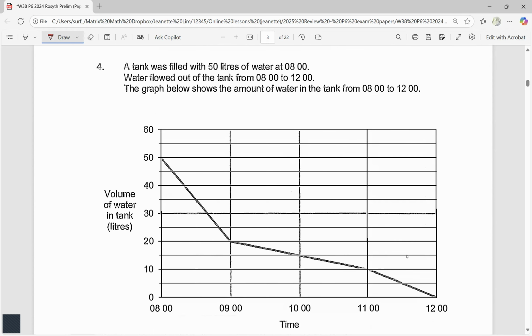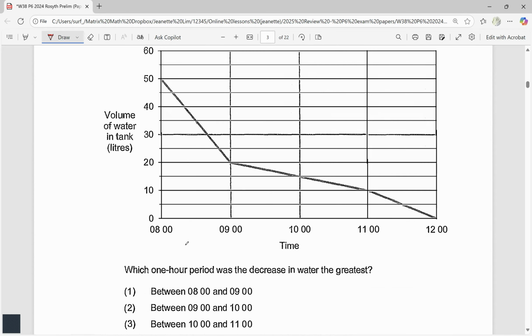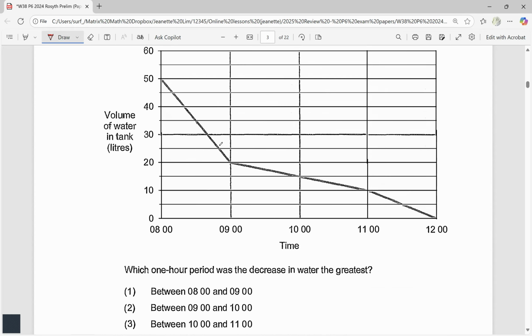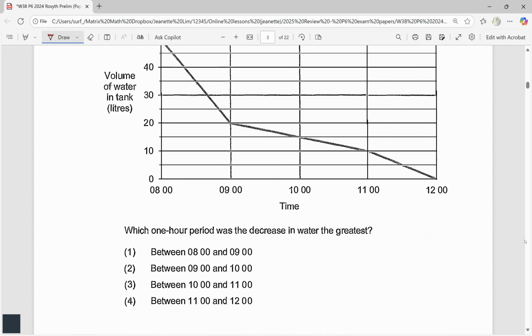Question 4. A tank was filled with 50 liters of water at 8 a.m. as shown. Water flowed out of the tank from 8 a.m. to 12 p.m. The graph shows the amount of water in the tank from 8 to 12. So this is the volume of the water inside the tank. Which 1 hour period was the decrease in water the greatest? So the decrease that is the greatest would be the steepest drop. If you look at the graph, the steepest drop without any calculations would be between 8 and 9 a.m. Okay, so option 1.